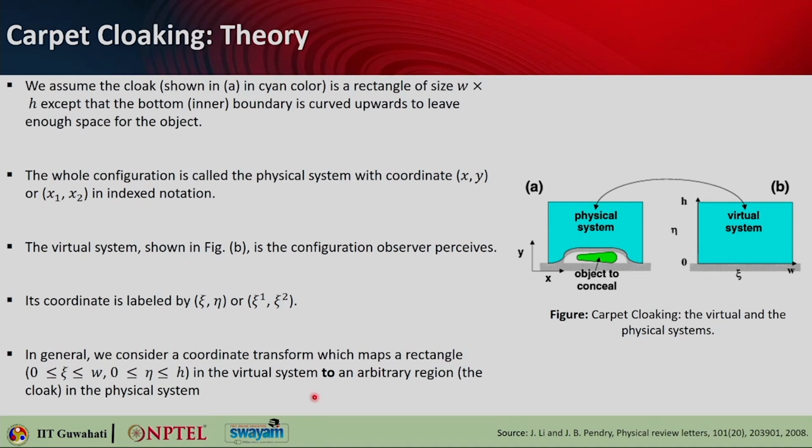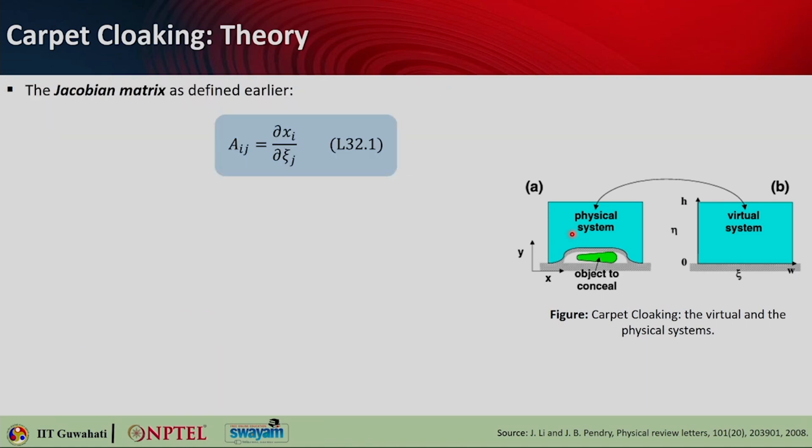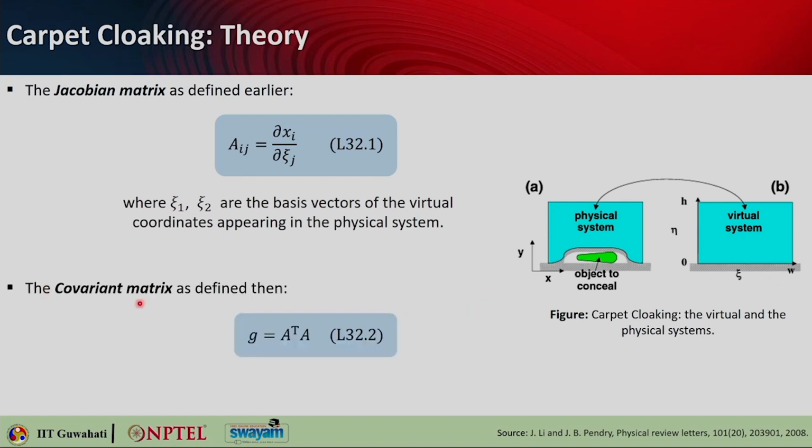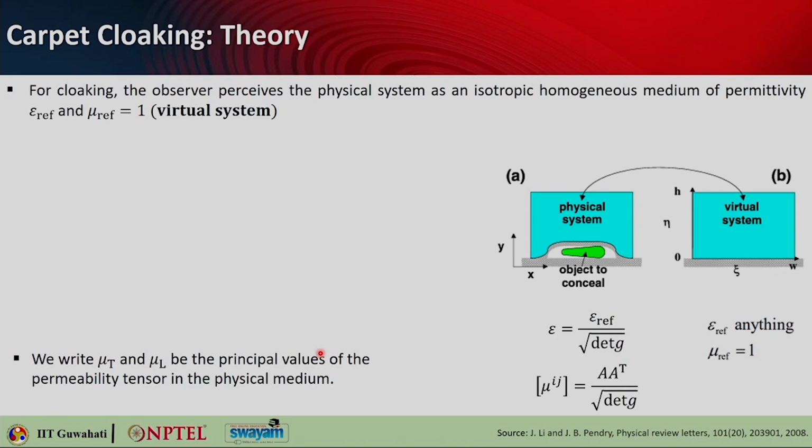Now, in general, we will consider a coordinate transformation which maps a rectangle in the virtual system to an arbitrary region like this in the physical system. So, we have to find the Jacobian matrix, A_ij, that is nothing but ∂x_i over ∂zeta_j. Here you can take zeta 1, zeta 2, or zeta, eta; it is better to go for the zeta 1, zeta 2 notation. They are the basis vectors of the virtual coordinates appearing in the physical system. From that you can also obtain the covariant matrix, given by G. G is nothing but this Jacobian matrix transposed multiplied by the Jacobian matrix, that is A transpose A.